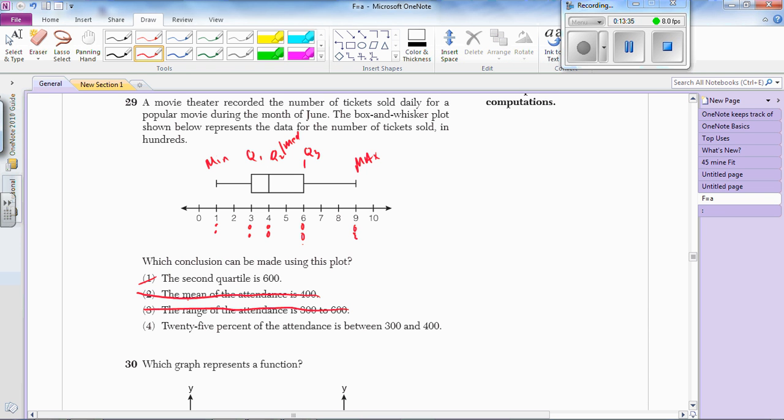25% of the attendance is between 300 and 400. 25% right here. Absolutely. Tough question. Kind of tricked you.